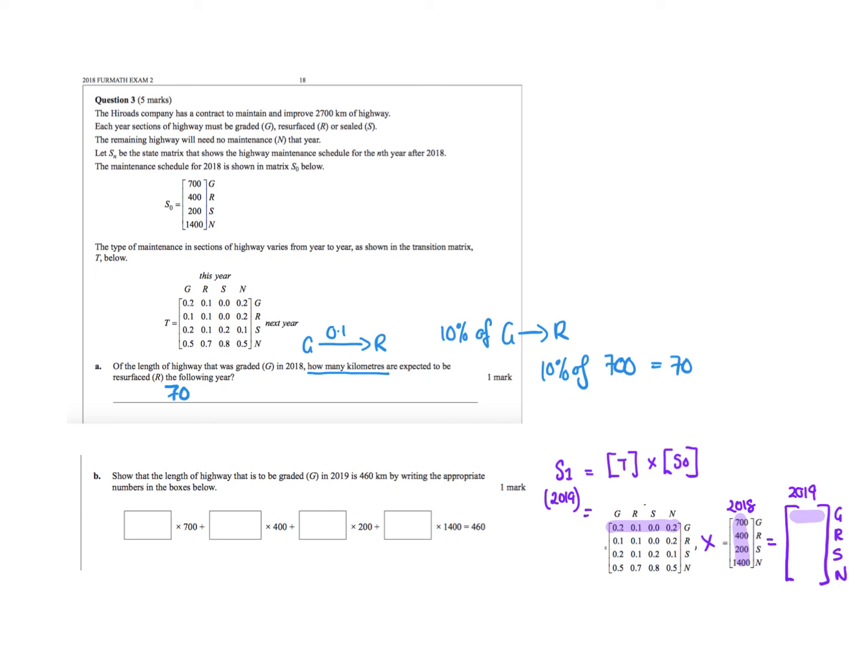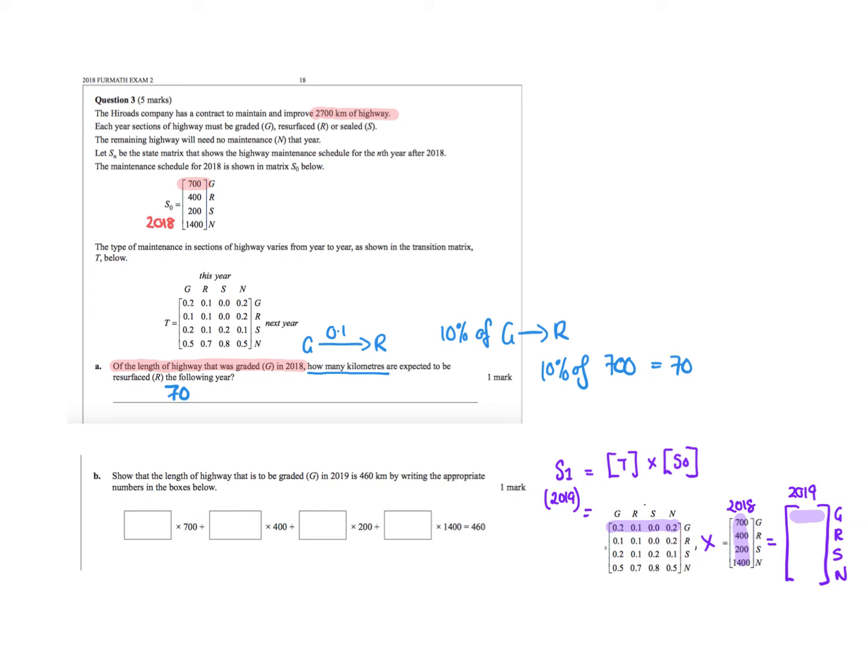Okay, question 3. The High Roads Company has a contract to maintain and improve 2,700 kilometres of highway. Each year, the sections of the highway must be graded, resurfaced or sealed. The remaining highway will have no maintenance that year. Let S_n be the state matrix that shows the highway maintenance scheduled for the nth year after 2018. The maintenance schedule for 2018 is shown below. They've put S0 as the year 2018, because they then said it changes on how they maintain it using this transition. So of the length of roads graded in 2018, they are just talking about those 700 to begin with.